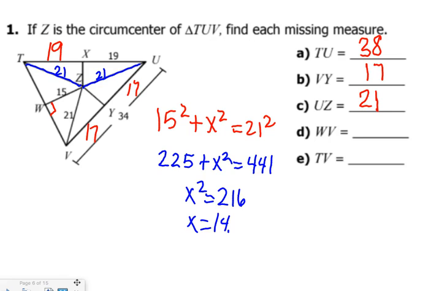14.7. 14.6969. It doesn't say to round though. You do what you want. I'm throwing down 14.69. Okay, what would TV be, folks?